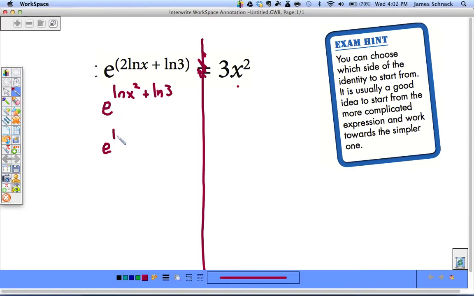So another property of logs becomes natural log of 3x squared. And then e to the natural log of 3x squared, e to the natural log, those cancel each other out. That's a cancellation property. And we're left with 3x squared. We are done. The two sides agree. We have just verified that this original statement is an equality.